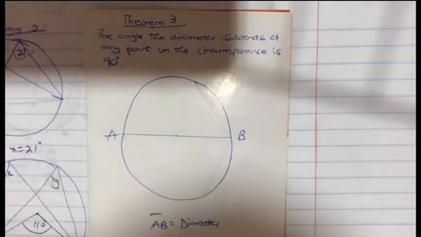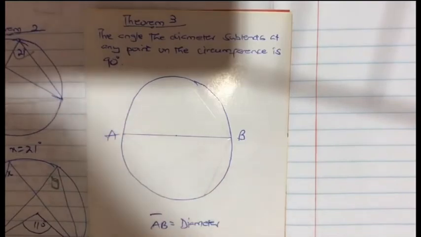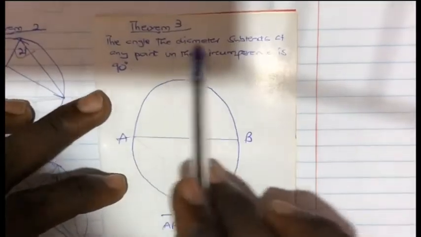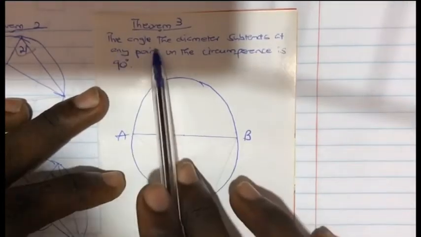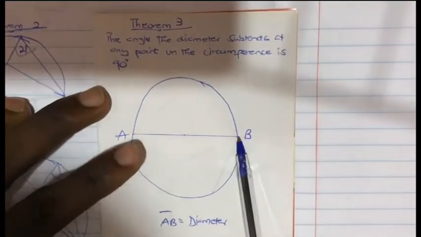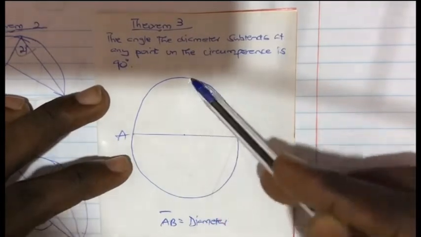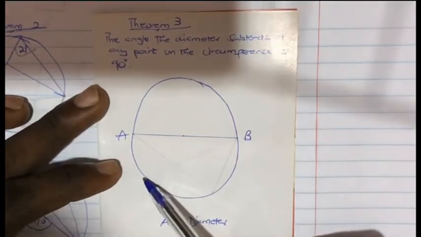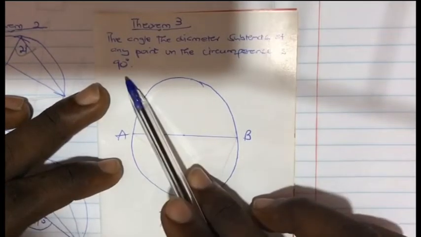So we are on Theorem 3, okay? And Theorem 3 states that the angle the diameter subtends, okay. Before, we talked about the properties of a diameter. The diameter subtends at any point on the circumference. So this point on the circumference, this point, that point. The angle that the diameter subtends, okay, is 90.